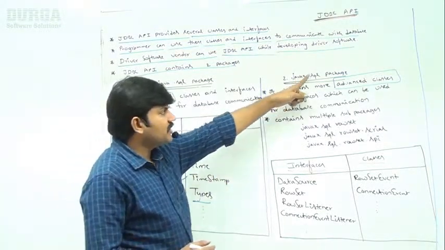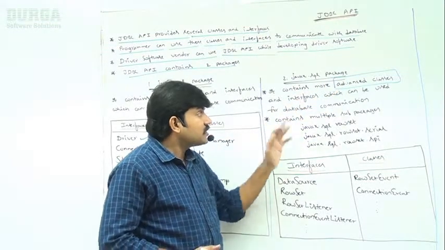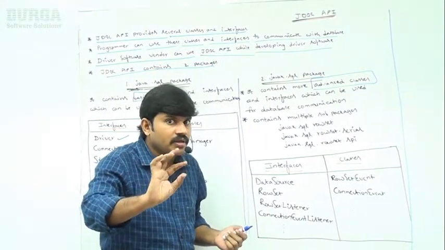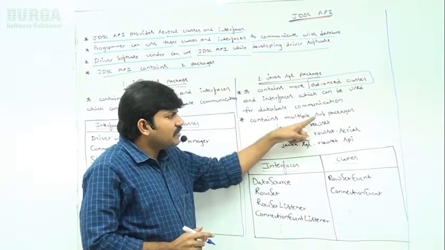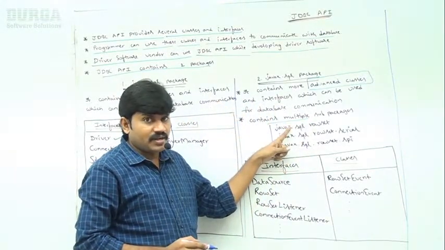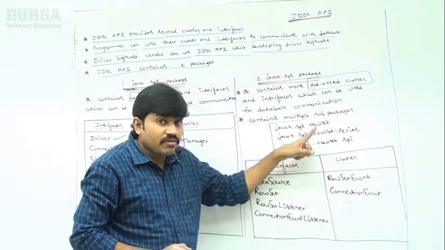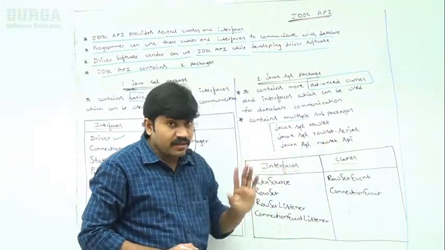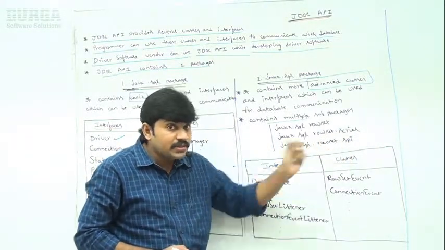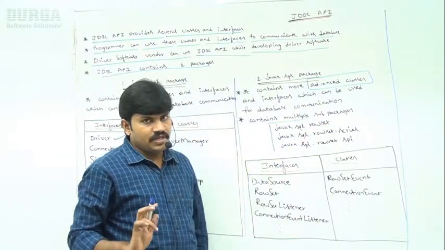But what about the javax.sql package? It contains several advanced classes and interfaces which can be used for database communication, right? It contains multiple sub packages also, which I already covered: javax.sql.rowset, javax.sql.rowset.serialization for serialization purpose, javax.sql.rowset.spi for synchronization purpose, right? Remember, multiple sub packages are also available.